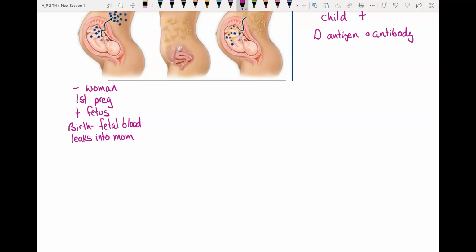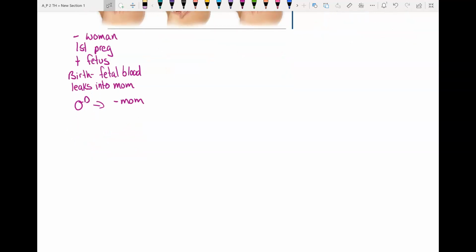So remember, this fetal blood is positive. It has D's on it. And this leaks into the mom, who is negative. This sensitizes her. This sets off her immune system. Her immune system makes a bunch of D antibodies because this positive blood is foreign to her and her immune system doesn't like it. So it sensitizes her. She will make lots of D antibodies.